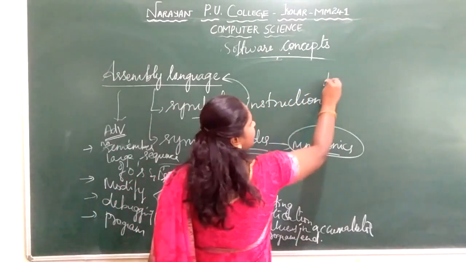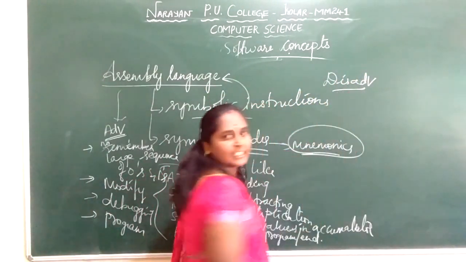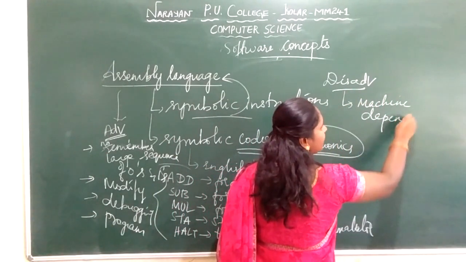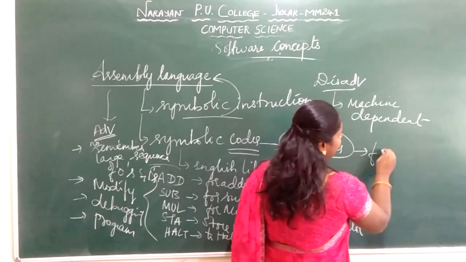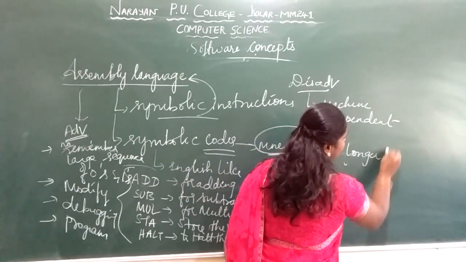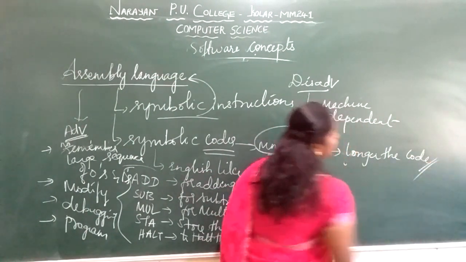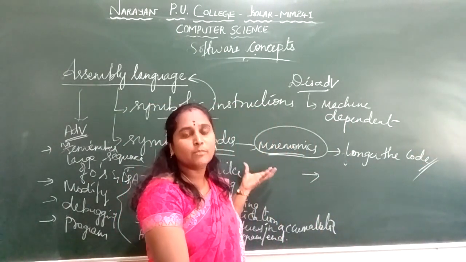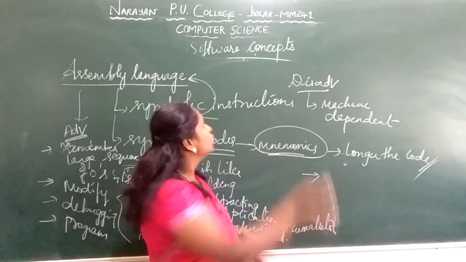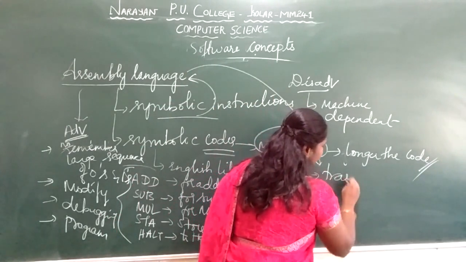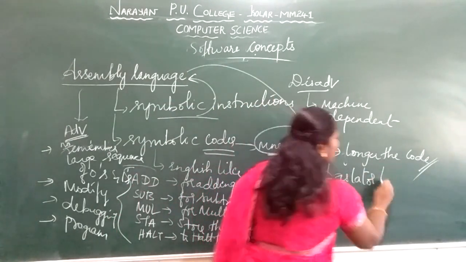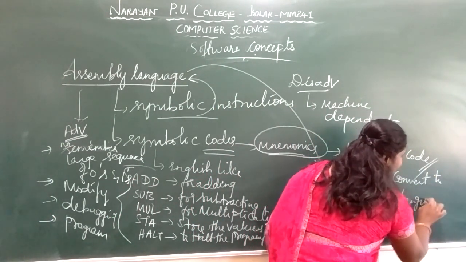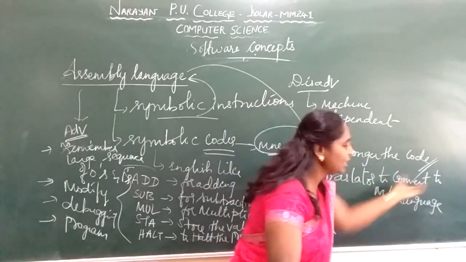And what are the disadvantages? It is machine dependent. Next, it takes longer code. In order to program in assembly language, it takes longer code, and you want to convert this assembly language into machine level language. The system can understand only the form of zeros and ones. So assembly language needs a translator. You need a translator to convert to machine language. So you need a compiler or translator to convert into machine level language.